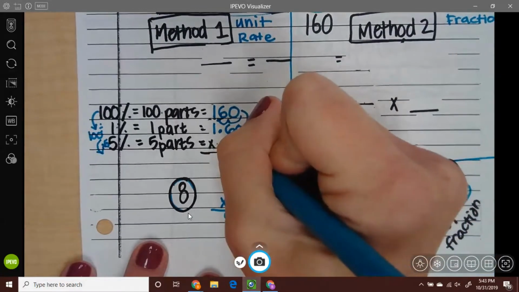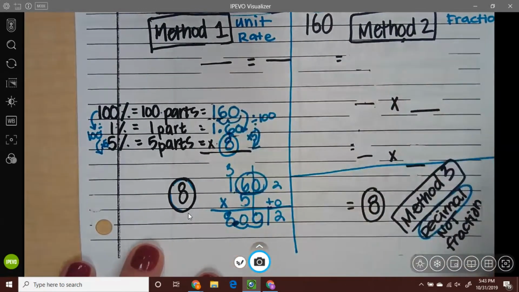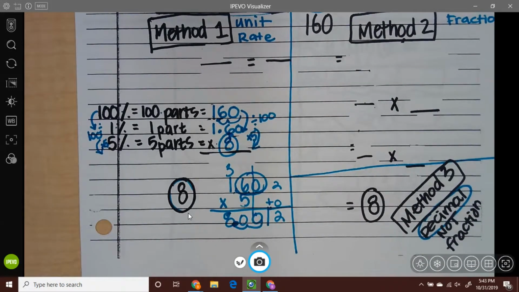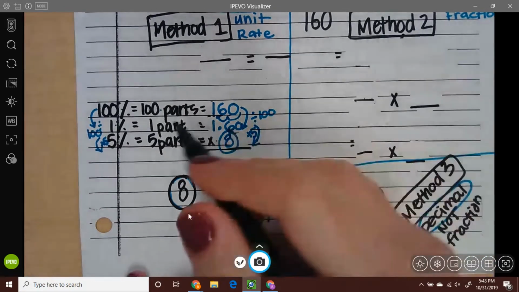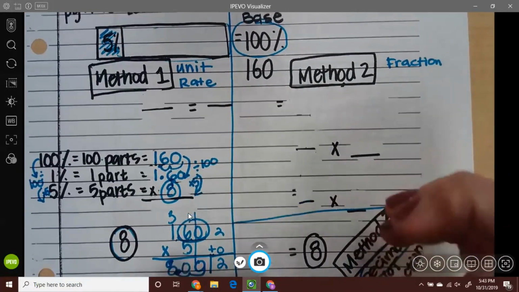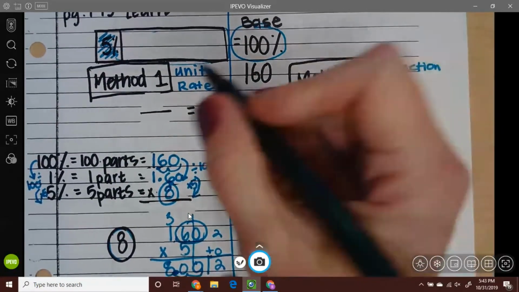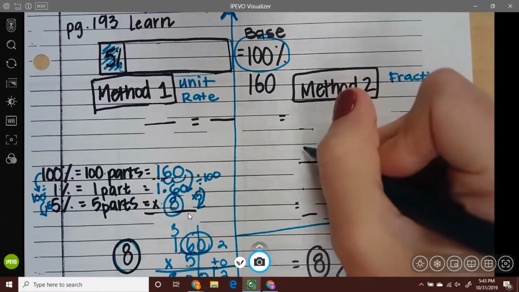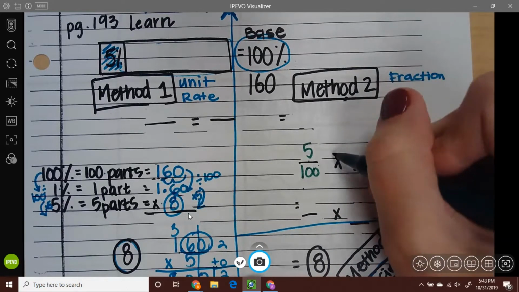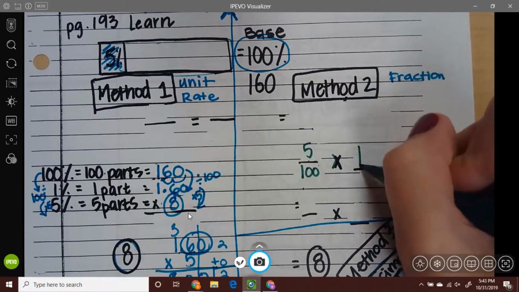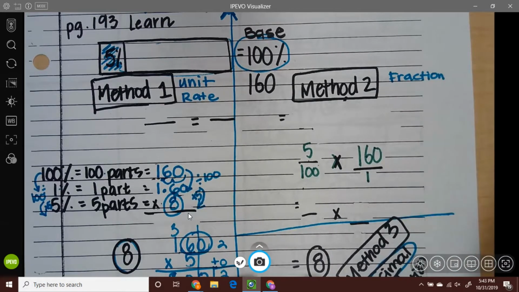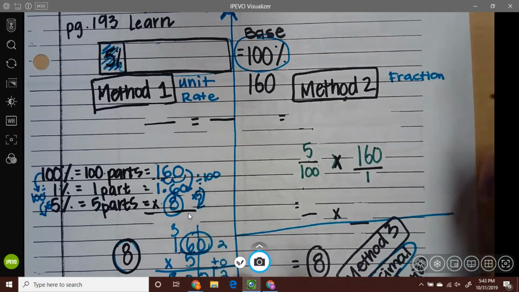Okay, let's try method 2, which is the fraction method. So this is the chapter we just finished with. This is going back a little bit further into fractions. Okay, so if I have my 5% over here, 5% as a fraction would be 5 over 100. And then I'm going to multiply it still because it said of 160. And to have that whole number as a fraction, I would put it over 1 because 160 divided by 1 is still 160.